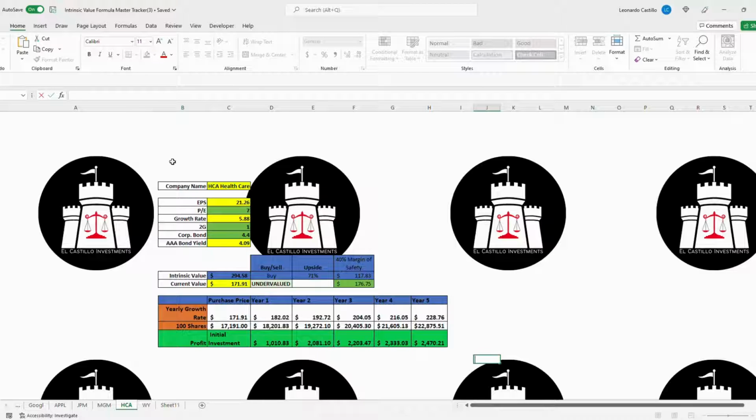So we're going to use our intrinsic value formula spreadsheet. Here we put the name of the company, HCA Healthcare. The EPS we saw was 21, so we put it here. Then the growth rate was 5.8, and the AAA bond yield for corporates is 4.09. Once we plug in these numbers, the intrinsic value is 294 a share.